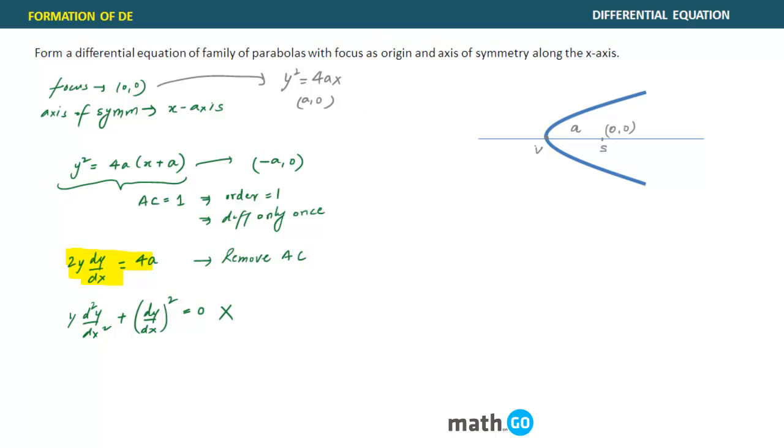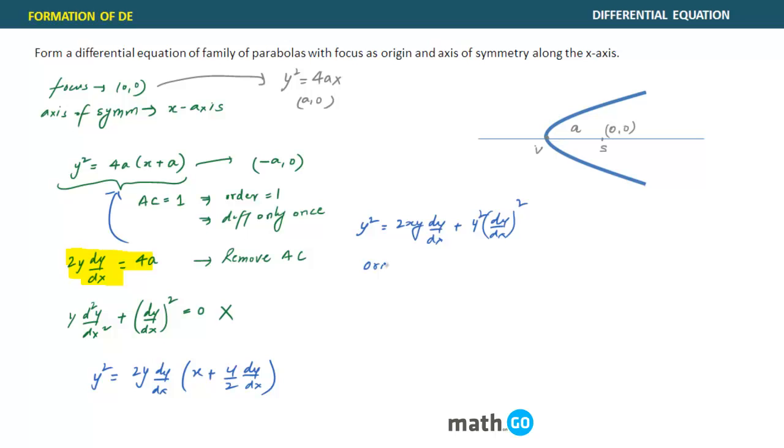So what we are going to do is put the value of 4a again here. If I do this step, what you will get, let's see: y square is equal to, putting the value of 4a, 2y dy by dx times (x plus a). So a is nothing but y by 2 dy by dx. And if you see in this problem, there is no arbitrary constant and it is polynomial in terms of differential coefficient. This is your answer. So just simply solve this to get this particular value, dy by dx plus y square dy by dx, and this will be nothing but a whole square.